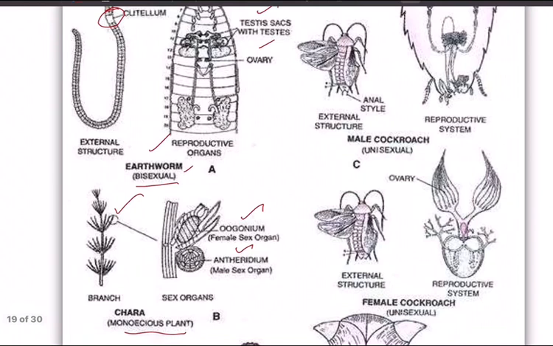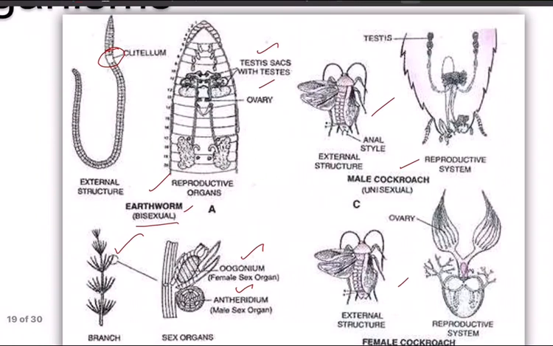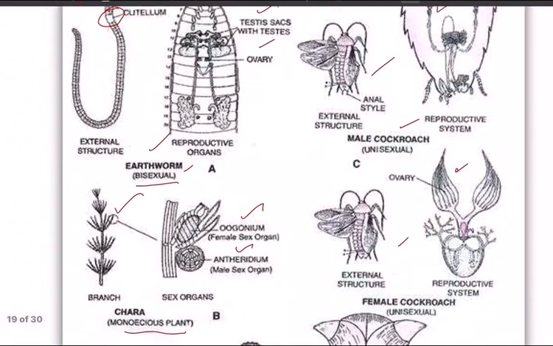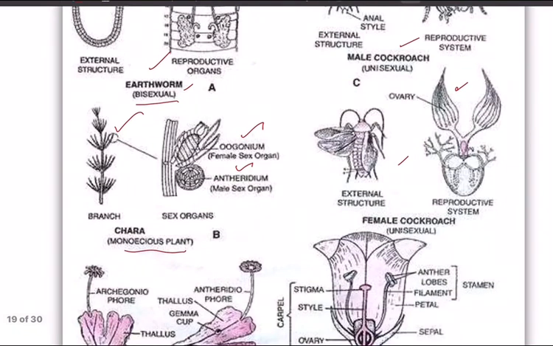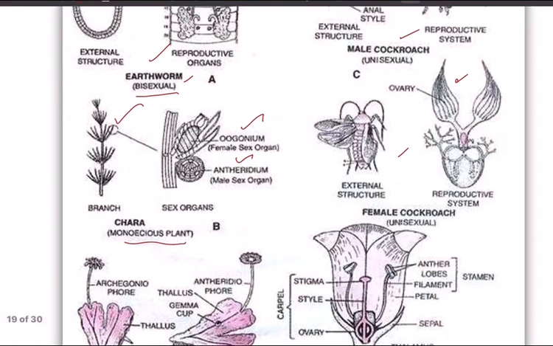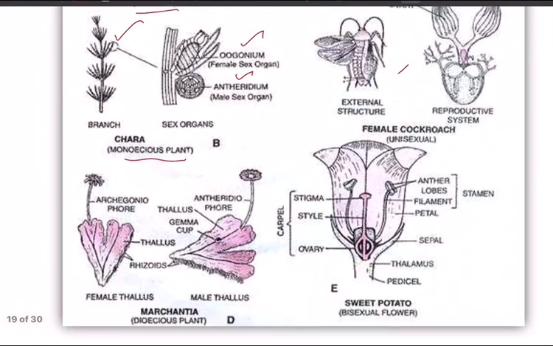And similarly, in case of another animal, for example, for unisexual is cockroach. Again, you must have seen in your own home, there will be two, male cockroach and female cockroach. So the male cockroach will be having the testis, as you are seeing here, and the female one will be having ovary. So sexes are separate. So we say unisexual animal. Uni means one, only one sex is present in one body.